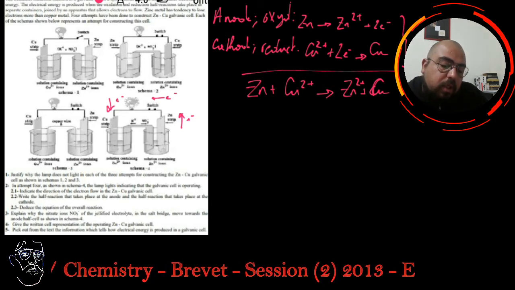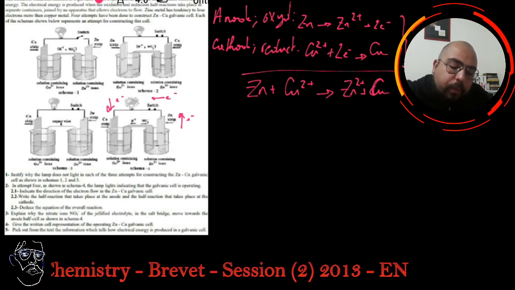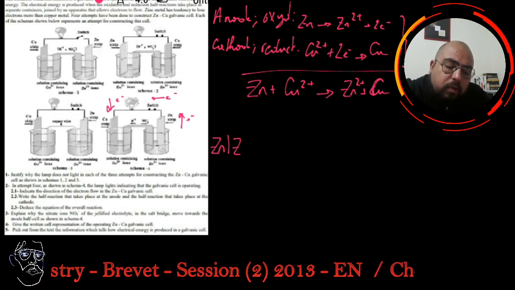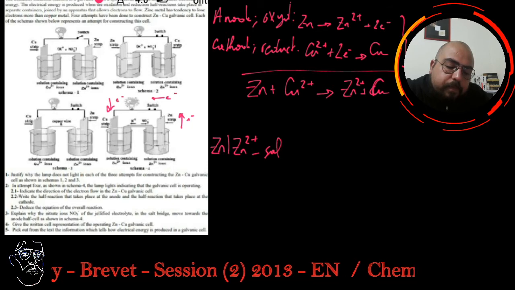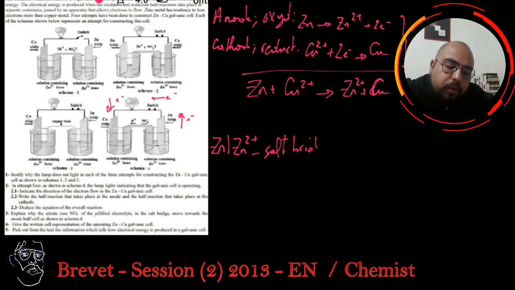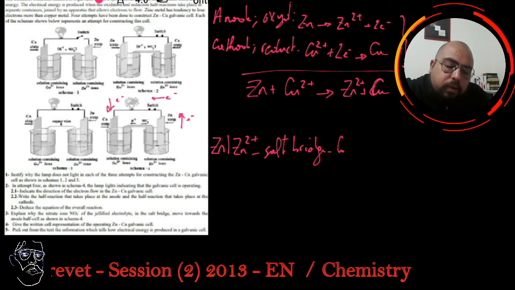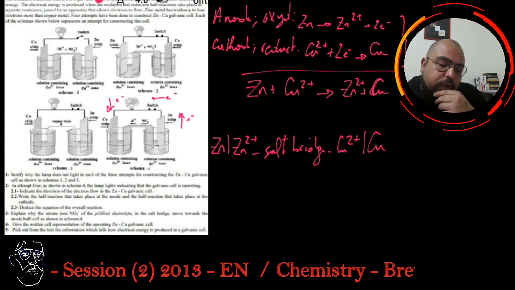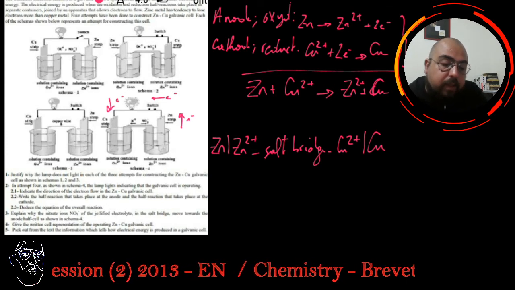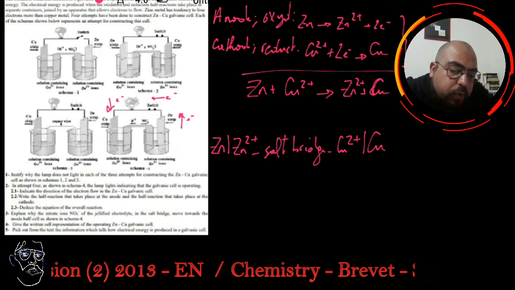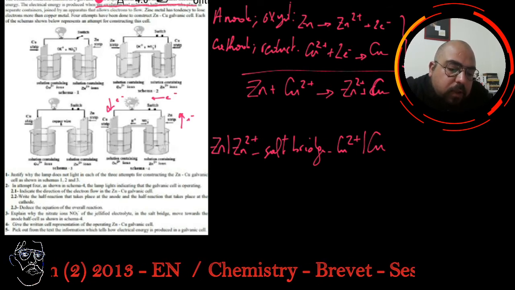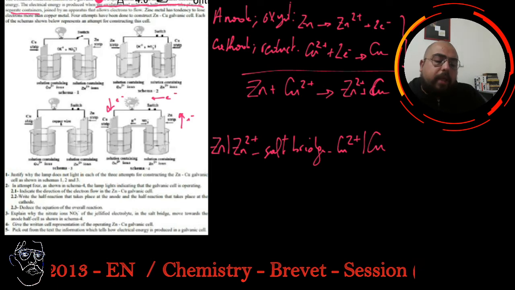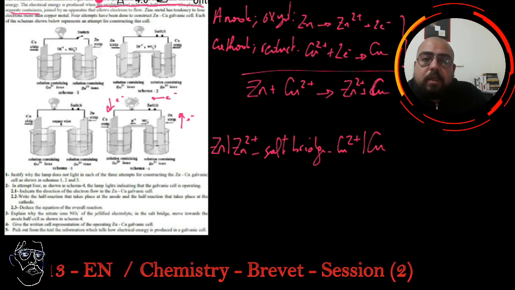Give the written cell representation of the operating ZnCu galvanic cell. So you simply have to say that it is Zn, Zn2+, salt bridge, and then Cu2+, Cu. Take out from the text the information which tells how electrical energy is produced in a galvanic cell. So it is produced when the oxidation and reduction reactions take place in separate containers. This is how you're gonna have the electrical energy formed in this case.